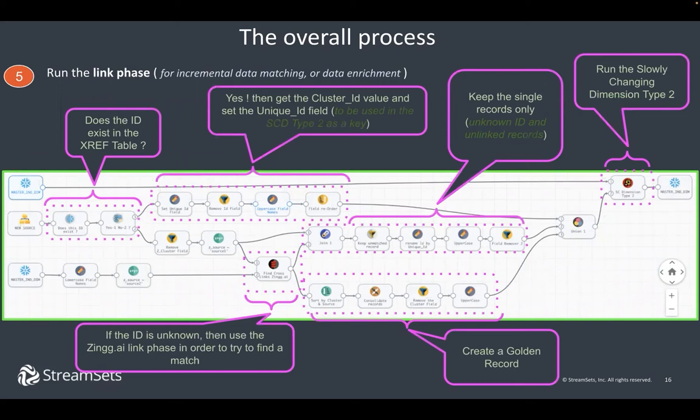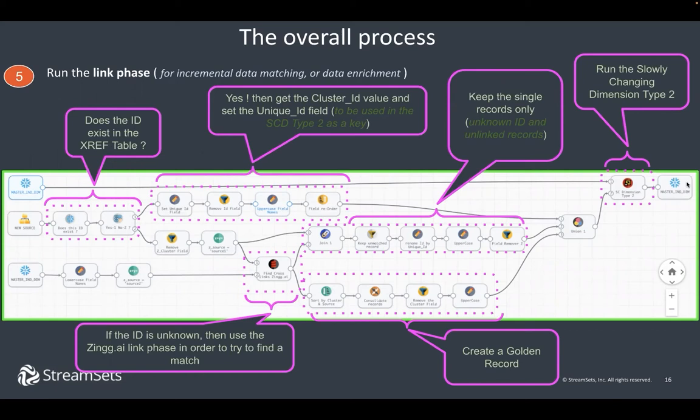So once we have initialized our customer dimension in our destination, now we have to go through the last step, which is how we can deal with new sources. We have different cases for this. First we check if the new record that's coming is already known as part of my cross-reference. If yes, I just need to keep the previous cluster ID and attach it to them, and go through the slowly changing dimension type 2 to let StreamSets update the version accordingly before loading the result in my master customer dimension. So I read the same source and I load, update, and merge it to the same table.